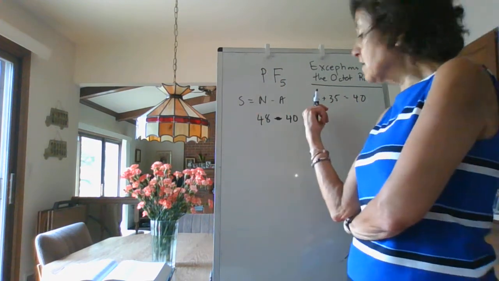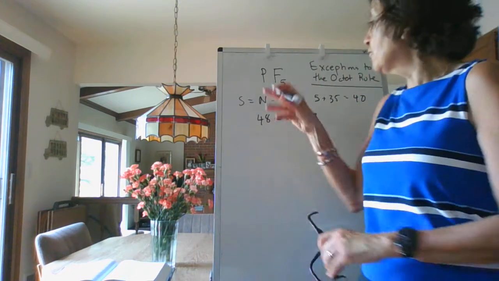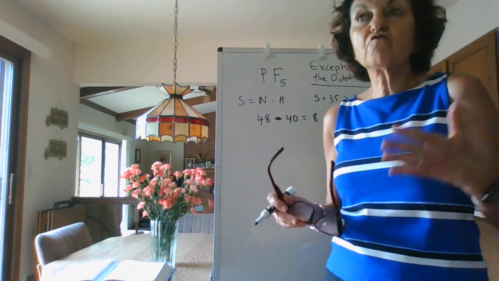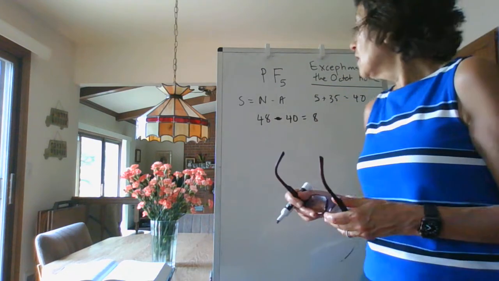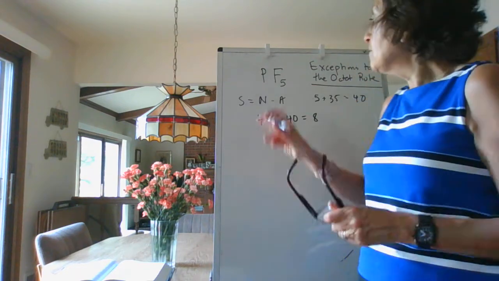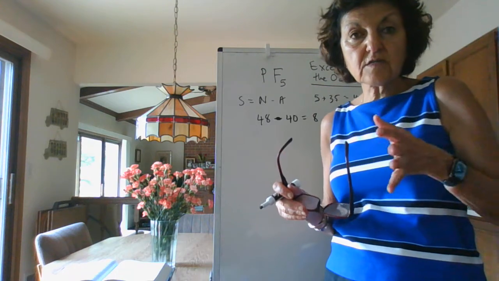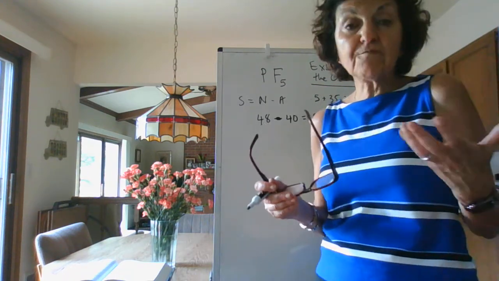According to this, you should have only 4 bonds, right? Because 48 minus 40 is 8, divided by 2 each. Remember, each bond is 2 electrons. So this is saying that we have to have 4 bonds. But we can see here that we have 5 peripheral atoms. If phosphorus is in the middle, we're going to have 5 fluorines around it. So we need 5 bonds.